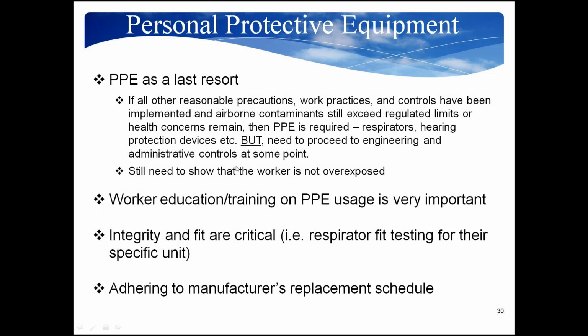And finally, PPE. You want to use this as a last resort. If all other reasonable precautions and practices and controls have been implemented, but still the air contaminants exceed the limits or health concerns still remain, then PPE is required. These might be respirators or hearing protection, but you need to at least have tried to introduce engineering or administrative controls. You're not supposed to just jump right to PPE.